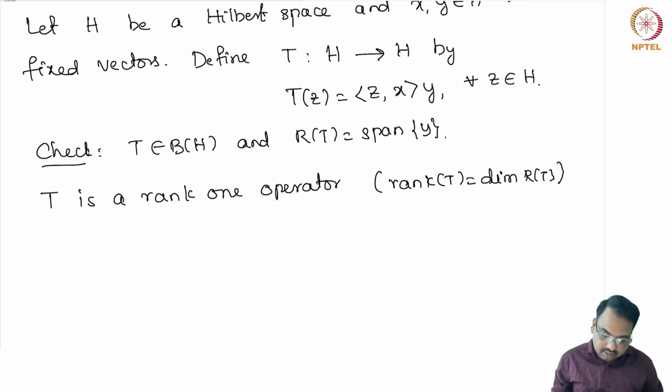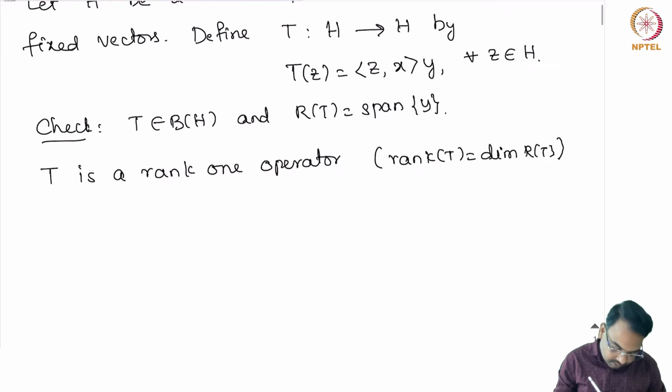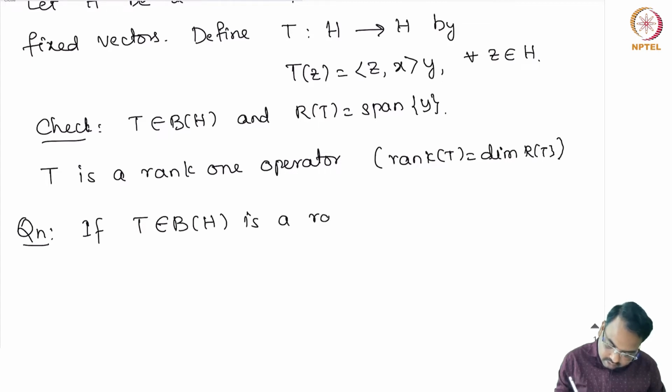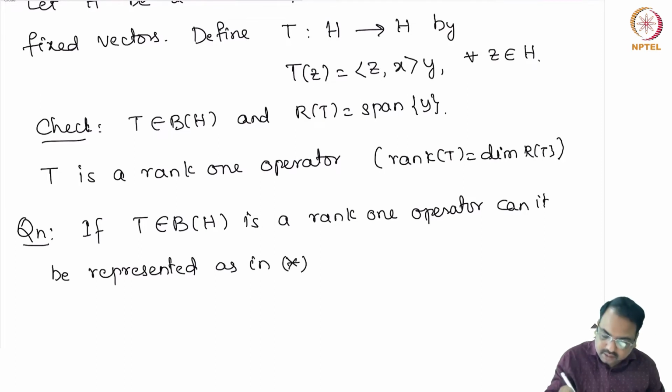Okay. Now we can ask the following question. Suppose we have a rank 1 operator. Can we say that it is in this form? The question is the following: if T is a rank 1 operator, can it be represented as in star? Let us call this equation star.